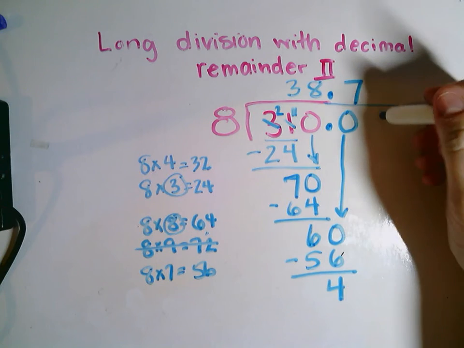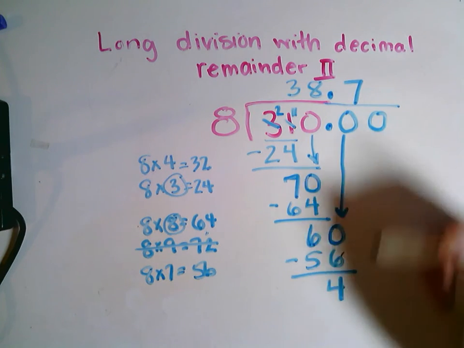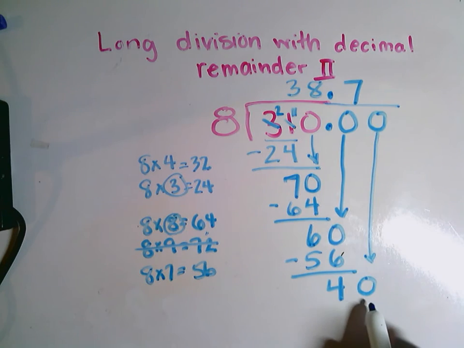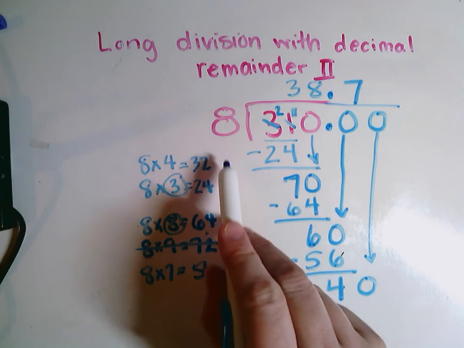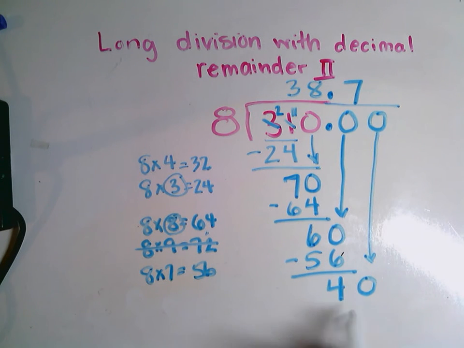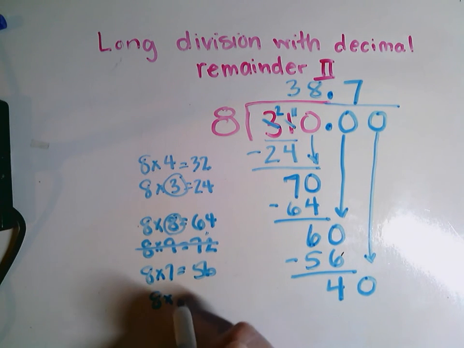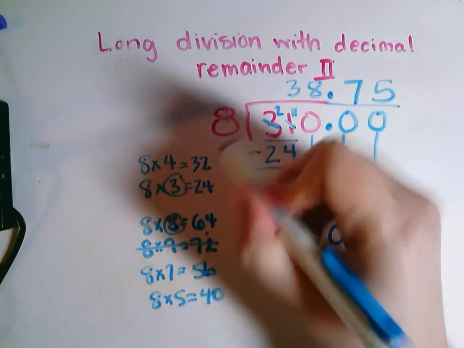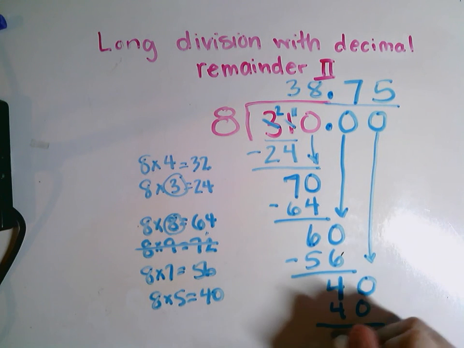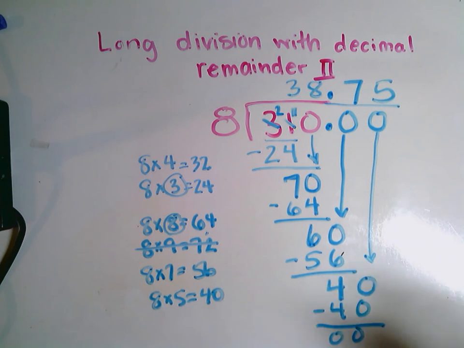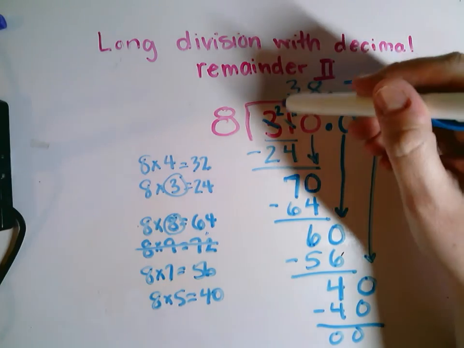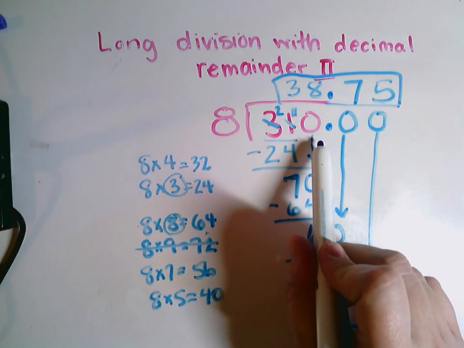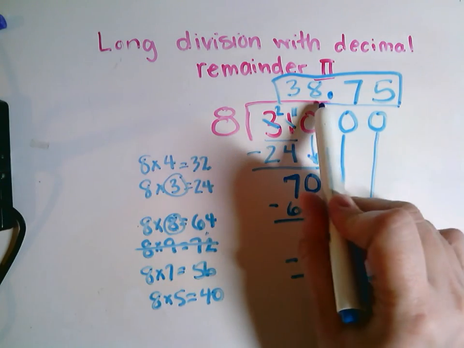I need to bring down another 0 because I don't have anything else here. I'm going to add it in the hundredths place and bring it down, so now I have a 40. 40 divided by 8. What times 8 is going to get me close to 40? I know that 8 times 5 equals 40. So I'm going to put a 5 up here. 5 times 8 is 40. Now I have nothing left when I subtract, so I know that I'm done with my problem. My quotient here is 38 and 75 hundredths. So 310 divided by 8 is 38 and 75 hundredths.